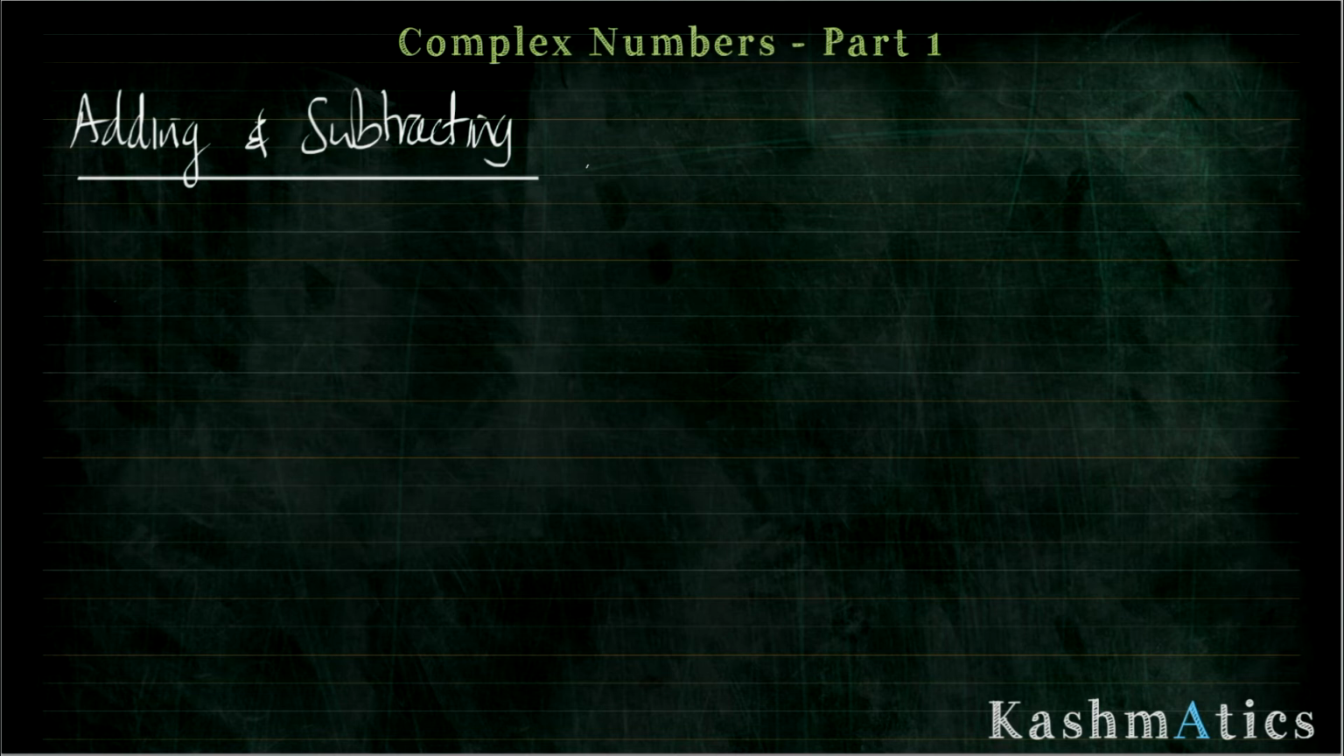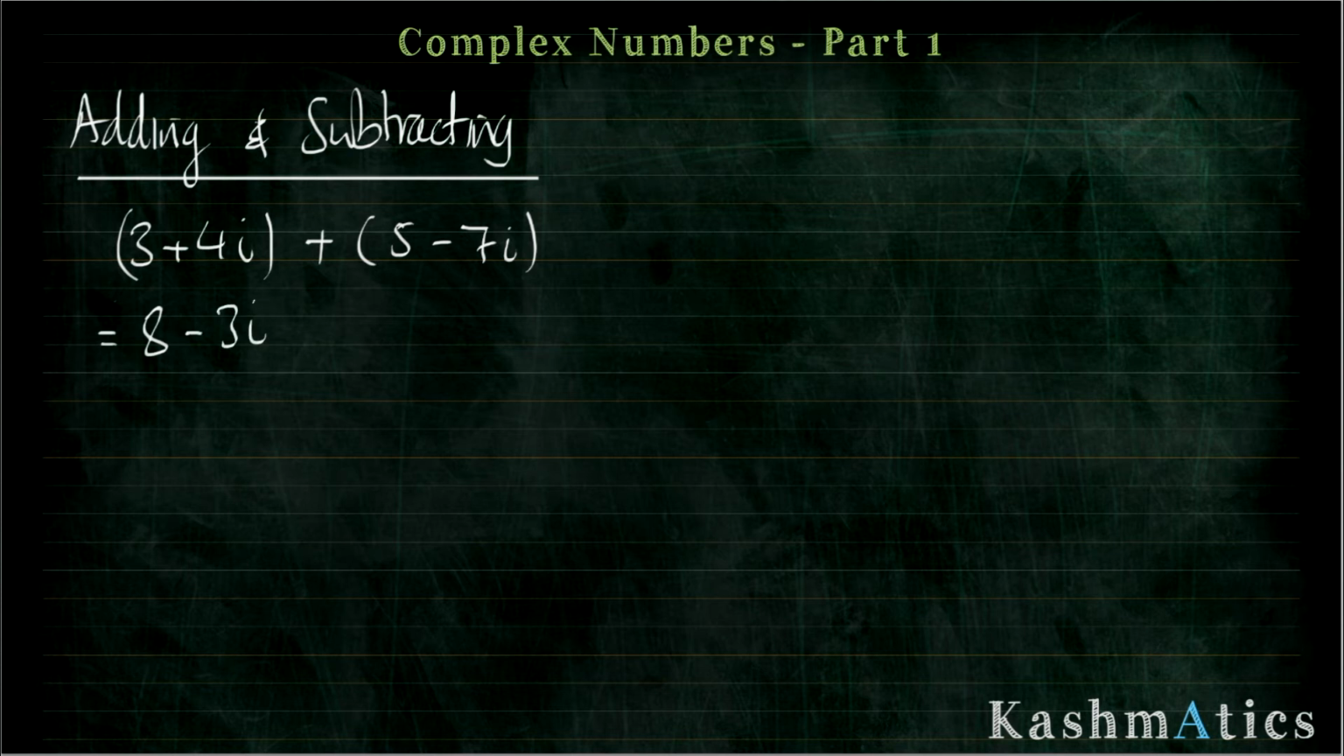Right, the next thing we're going to look at is adding and subtracting. So imagine I had 3 plus 4i, I'll put that in a bracket, add 5 minus 7i. It is literally just like doing algebra. There's nothing complicated about it. All you're doing is collecting like terms. So 3 add the 5 makes 8, so that's your real component. 4i take away 7i is minus 3i.